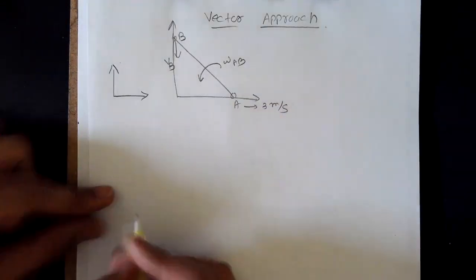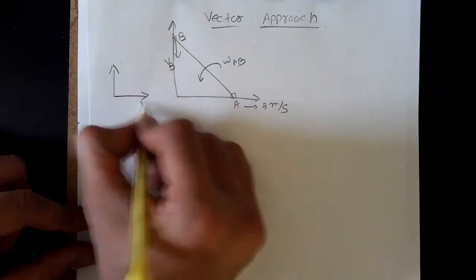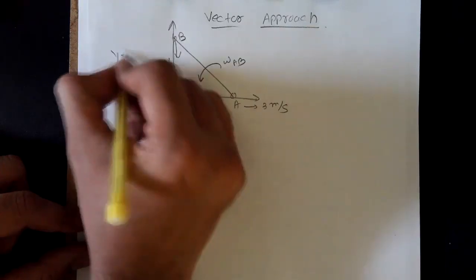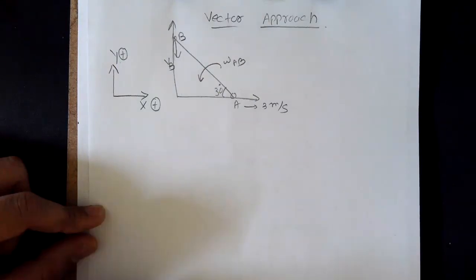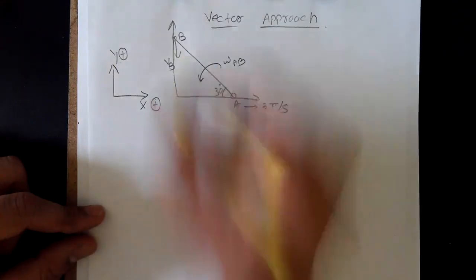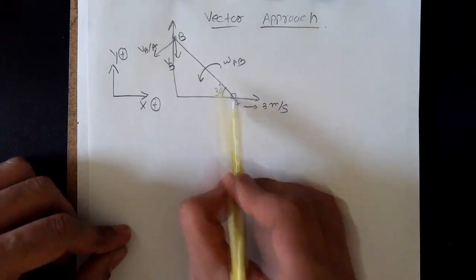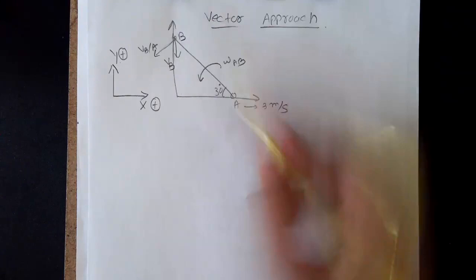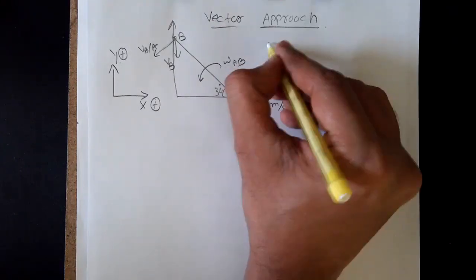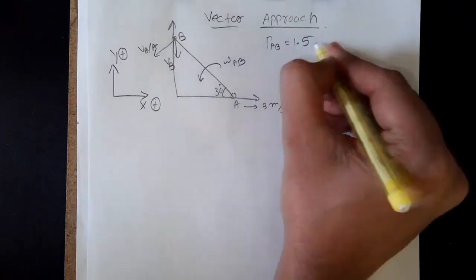Now the next step is the coordinate system. This is x, this is our positive, this is y, that is positive, and this angle is 30 degrees. And this is the velocity of B relative to A, because B relative to A has rotational motion. And we know that the length of the link is 1.5 meters, so RAB is 1.5 meters.